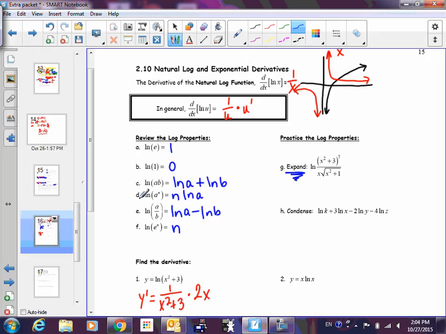Notice that these are all natural logs in calculus. We won't ever deal with log base 10. We'll always deal with natural log, which is log base e. So let's look at G, because if I asked you to take the derivative of this, it would be crazy, because the first part would be easy. We just do 1 over that, but then multiplying by the derivative of the inside would be insane.